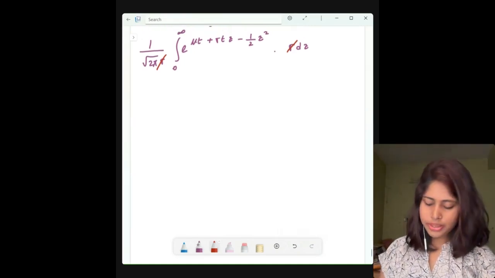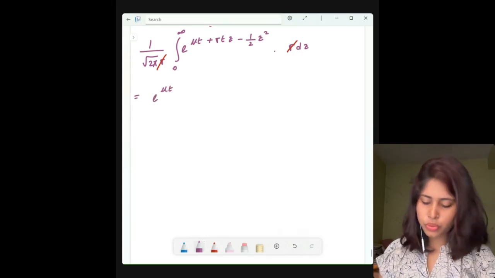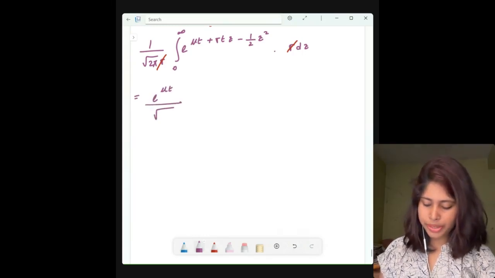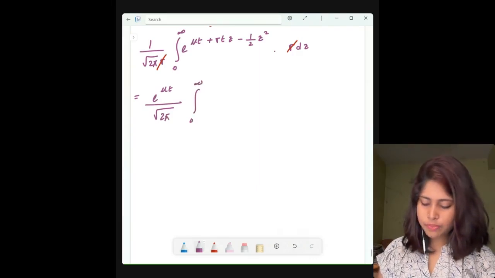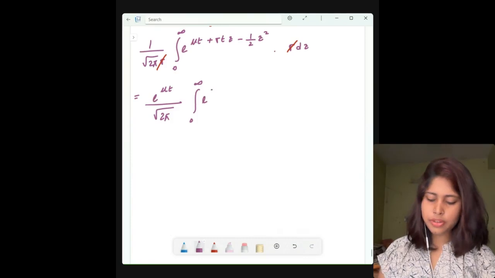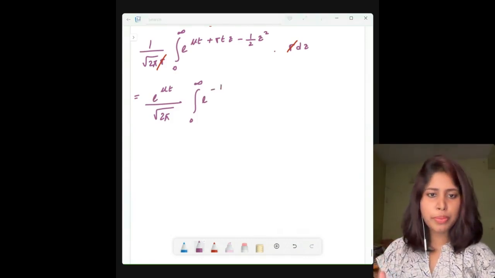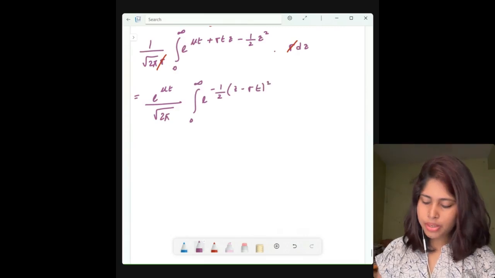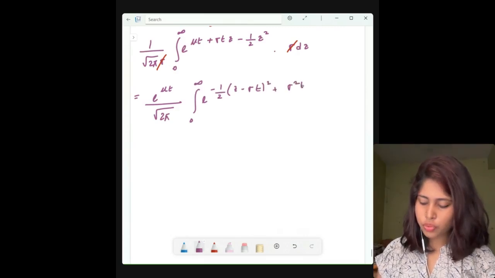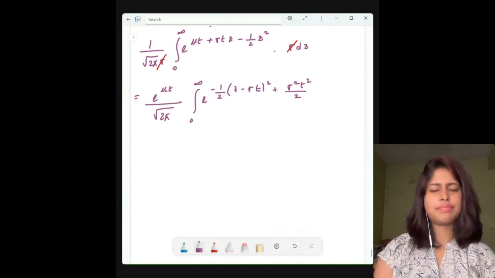So what will be the next step? It will be e to the power mu t by root over 2 pi, and integral of e to the power, we are left with what? Minus, if we just take this out and reform this part, it will be minus half (z minus sigma t) square plus sigma square t square by 2. Okay, this is the form that we are getting.